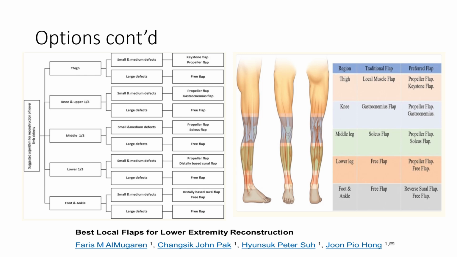So in the case of the thigh, we can use a propeller flap in the form of a perforator flap, or a keystone flap, also in the form of a perforator flap. For the knee, you can use a propeller flap or a gastrocnemius flap. For the middle leg, we can use a propeller flap or a soleus flap, in the form of a vascularized pedicle flap. For the lower leg, we can use a free flap, and for both we can use a reverse sural flap, as we saw in the previous one.